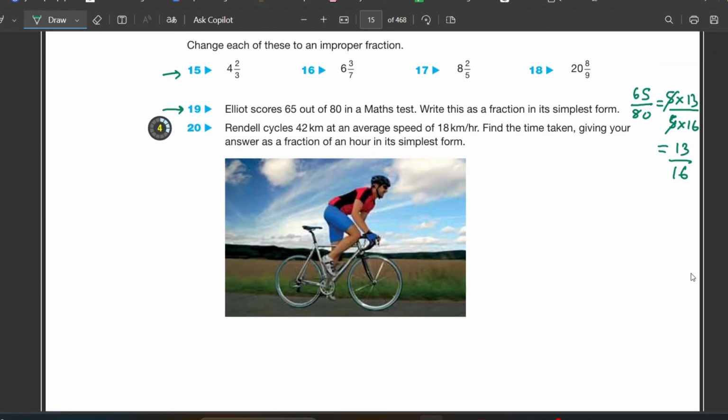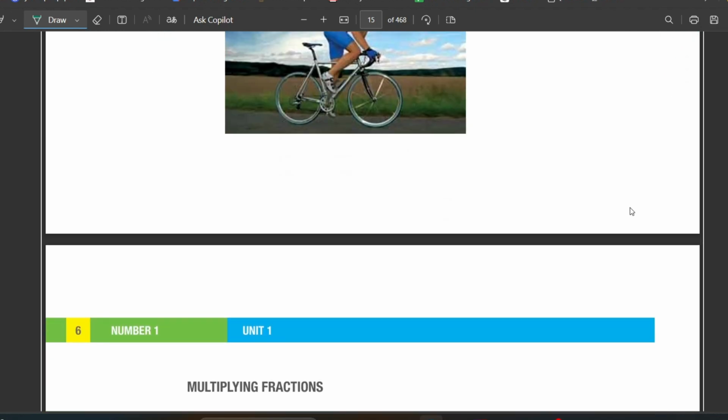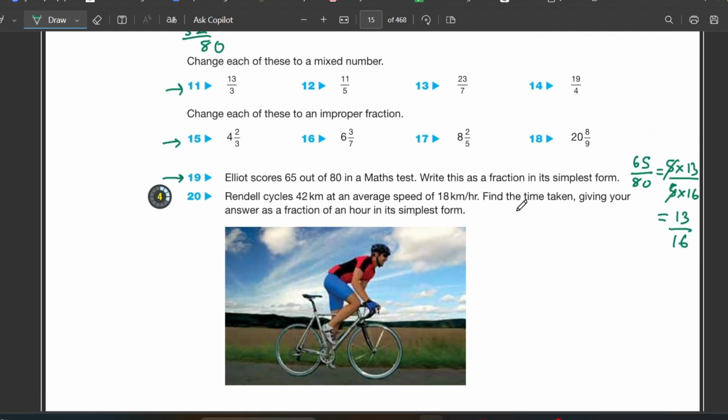Okay, so let's do the multiplying fractions in the next video. So do as many exercises yourself and check. You can check most of the question answers with the calculator. First do it yourself, then check it with the calculator.